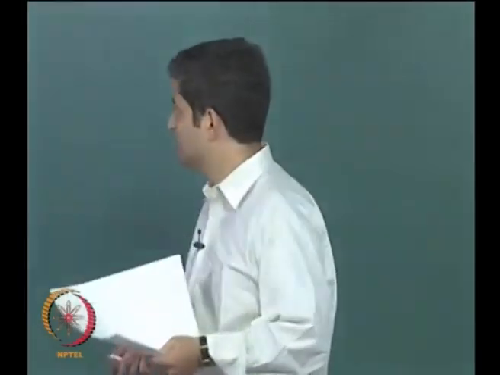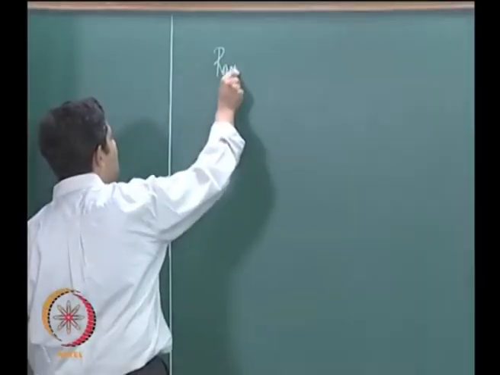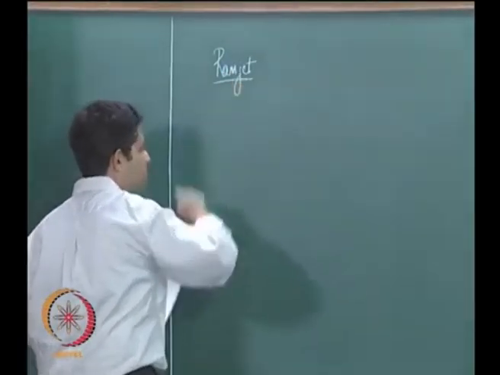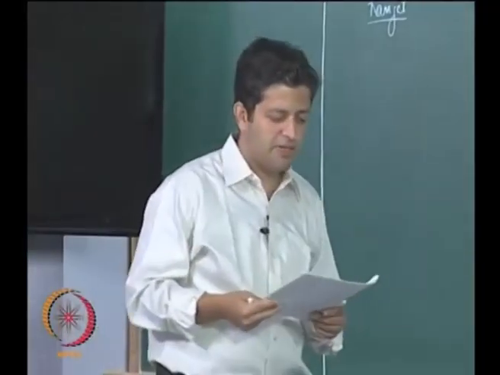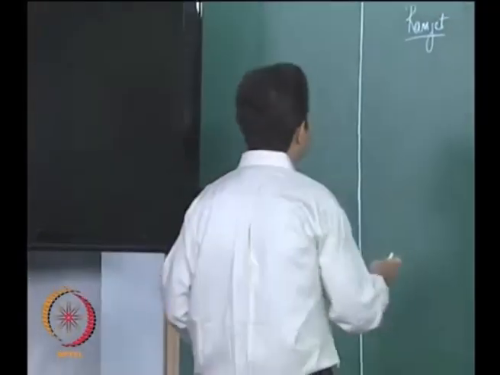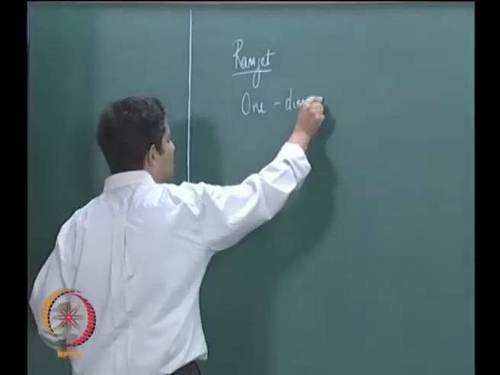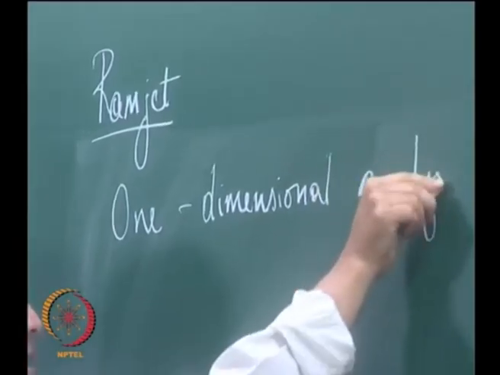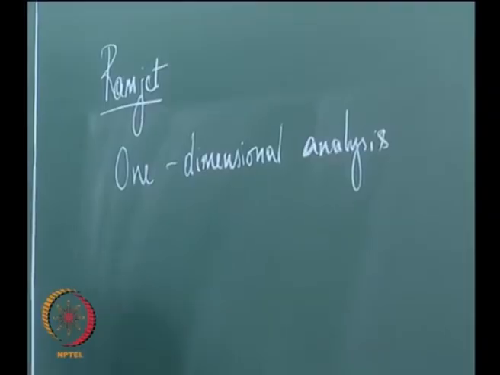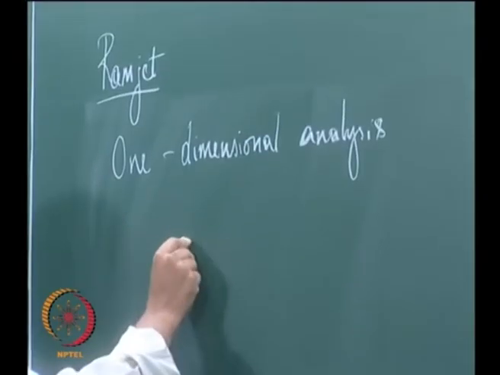Now, firstly, we will start with the ramjet, as it is the simplest system with no moving parts. This will be a one dimensional analysis, that is, the variation is only along the axis of the ramjet. Just to refresh, we have an intake for the ramjet.